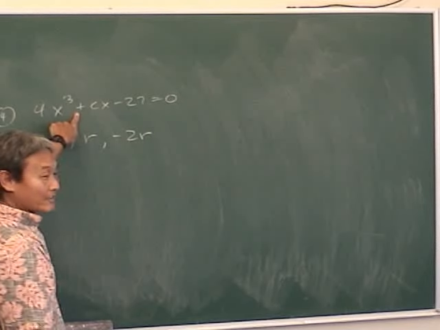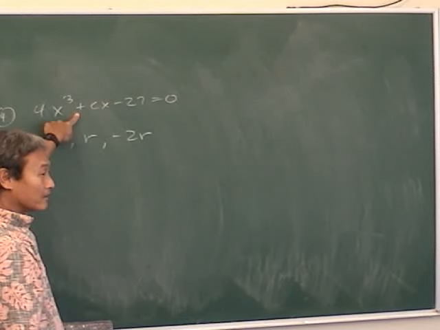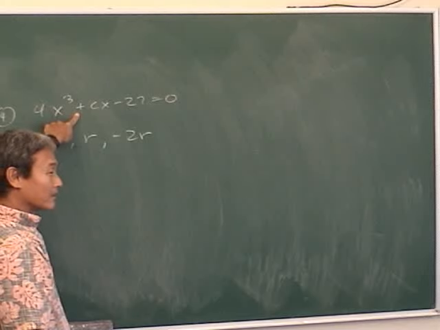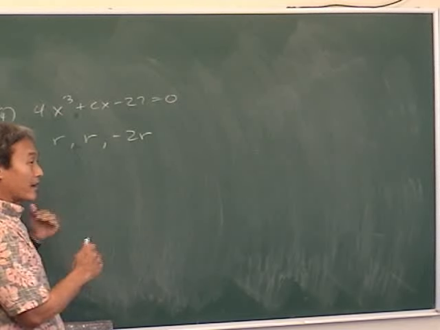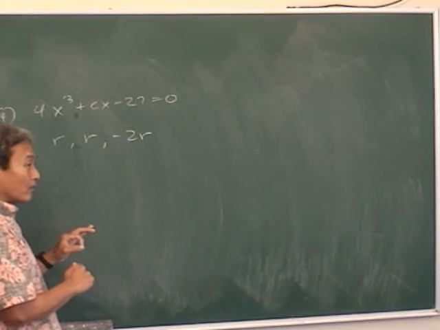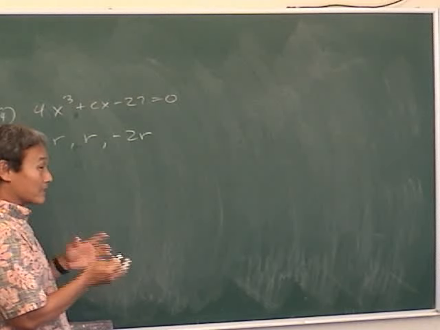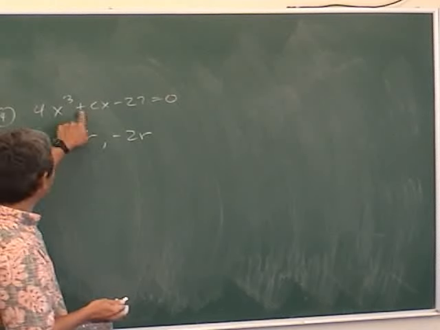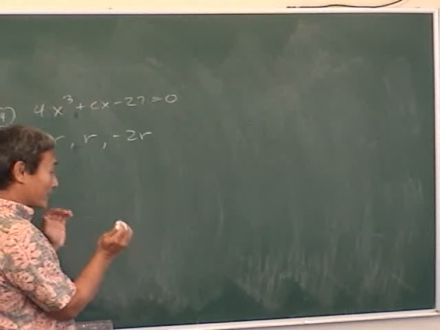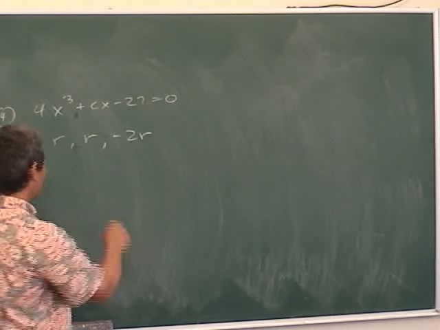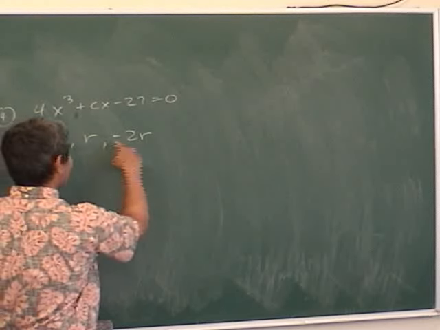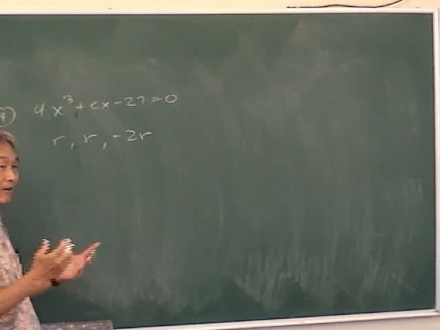Do you notice that there's no x squared term here? So what does that mean? That means negative b over a is 0. Well, what does negative b over a tell you? The sum of the roots. So if there's no x squared term, that means the sum of the three roots has to add up to 0. So if this is r and this is r, doesn't that one have to be negative 2r because they all have to add up to 0?